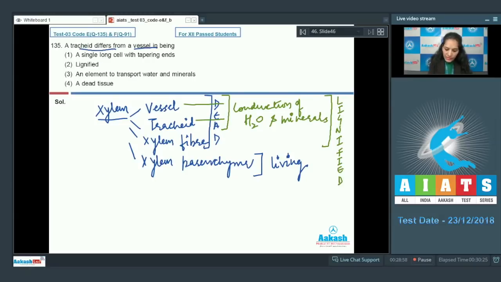Now see the second option. A trachea differs from a vessel as it is lignified? No. Vessel, trachea and xylem fibers all are lignified. So this option is ruled out. An element to transport water and minerals? No. Vessels and tracheae both transport the water. So this option is also ruled out. It's a dead tissue? No. All vessel, tracheae and xylem fibers are dead. So this option is also ruled out. Trachea differs from a vessel in being a single long cell. A vessel is not a single cell. It is made up of many cells by the fusion of many cells, but a trachea is a long cell with tapering ends. So the correct option for the given question is option number 1.